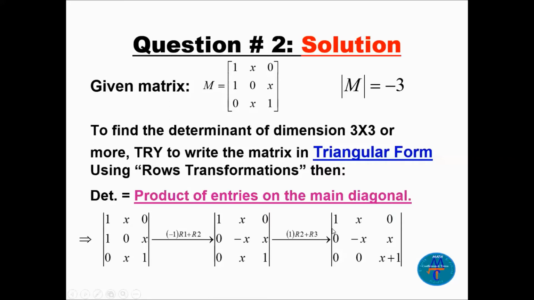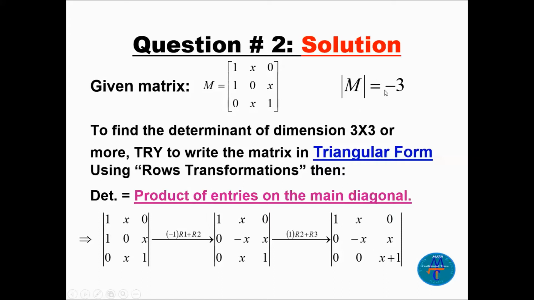Now we have triangular form. See, this is a triangle here. So the determinant will be the product of entries on the main diagonal. See, the determinant will be 1 times minus x times x plus 1. Just all the entries, all the numbers on the main diagonal. So try to multiply these 3 numbers equals minus 3.